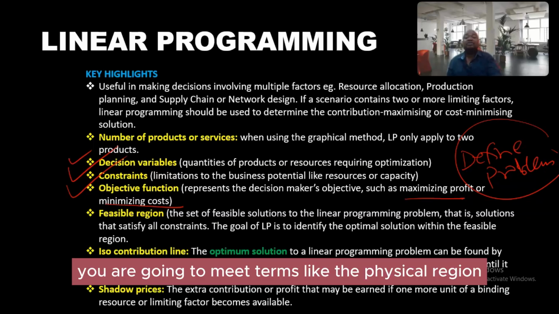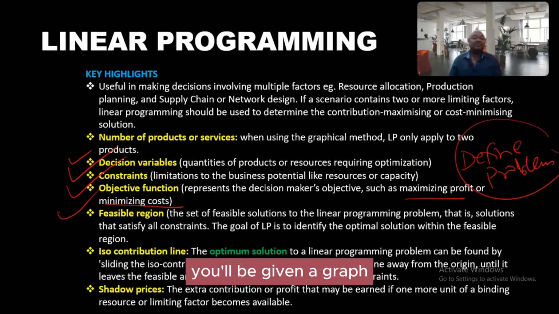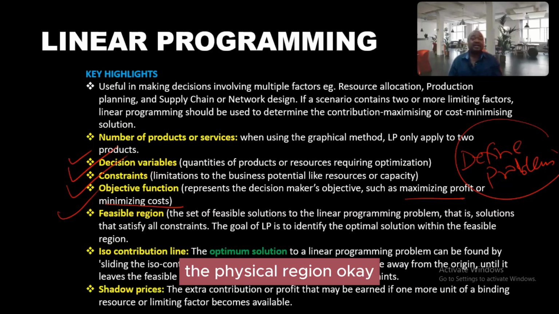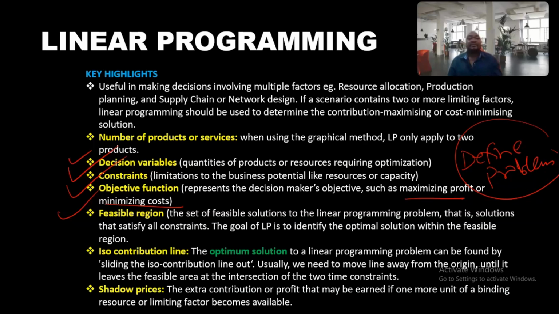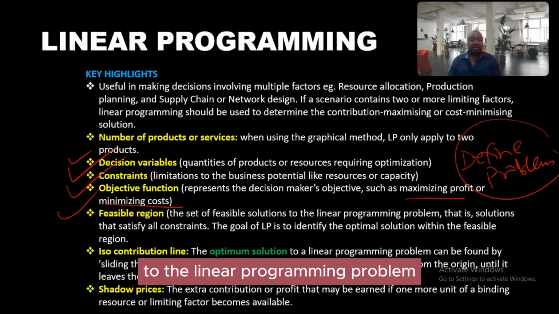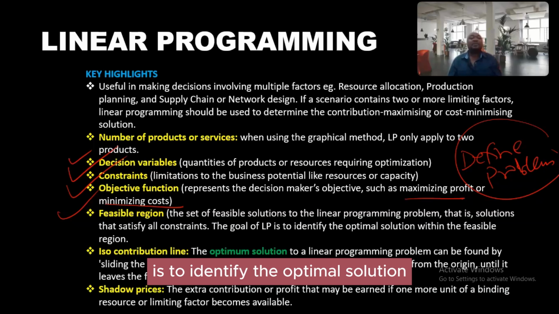Now you are going to meet terms like the feasible region. So here we are now in the graphical context. Okay, you'll be given a graph and you might be required to identify the feasible region. Now the feasible region is the set of feasible solutions to the linear programming problem, that is, solutions that satisfy all constraints. The goal of linear programming is to identify the optimum solution within the feasible region.